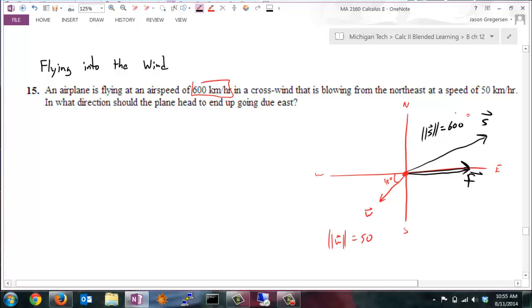So I know some pieces of the vectors. And the last thing is the equation that binds everything together here. What's the vector equation that I can get from this setup here? What's the relationship between these three vectors?